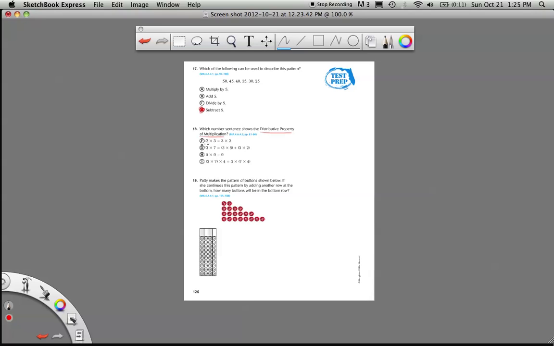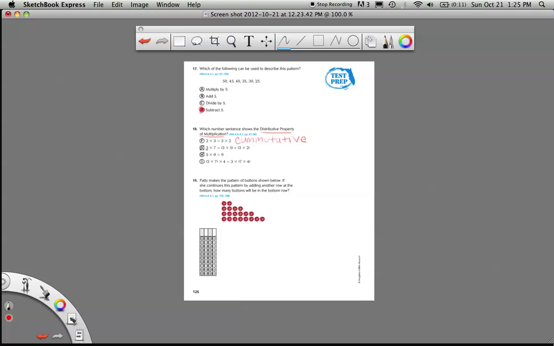So F, they've got 2 times 3 equals 3 times 2. All I did was switch the numbers around. That's called the commutative property of multiplication, not the distributive.